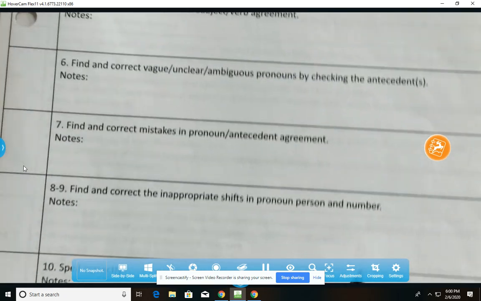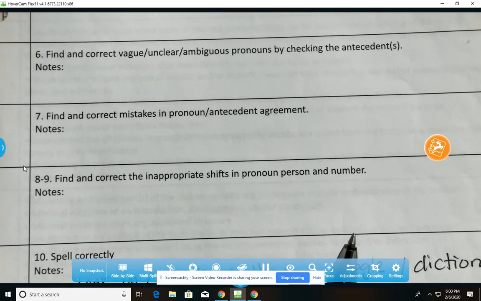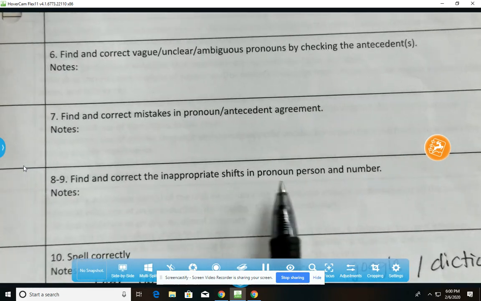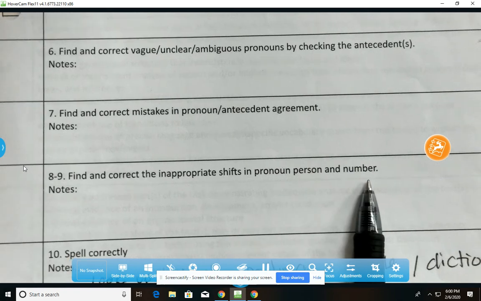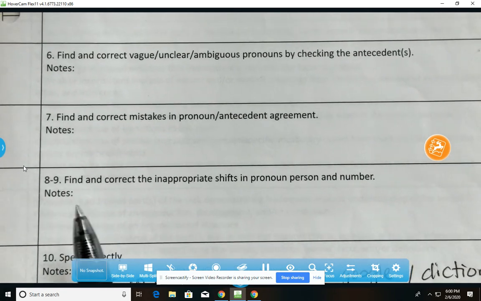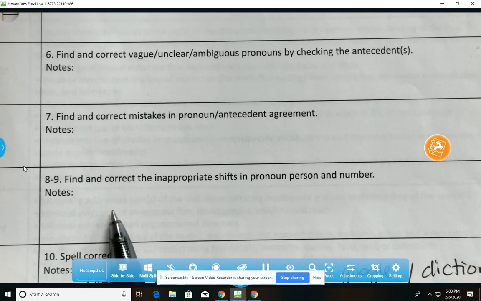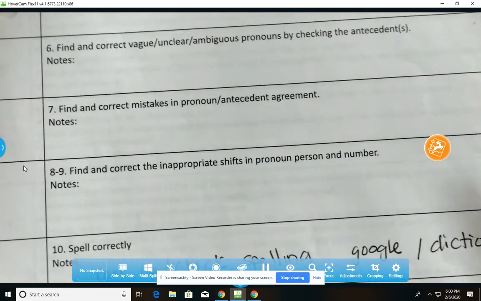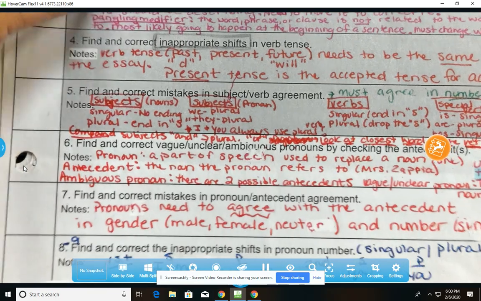We're going to look at some notes that we've had before, and we're under conventions learning target 8-9, defining and correcting inappropriate shifts in pronoun, person, and number. Keep in mind that I'm going to take notes from an old packet that I haven't written in, so yours is going to look a little different. So let's look at some of these notes.